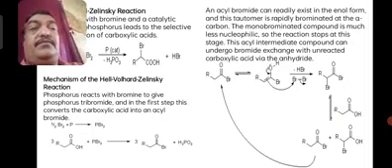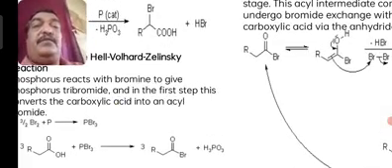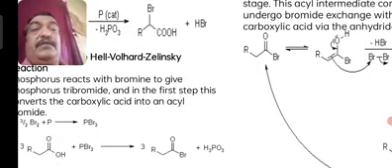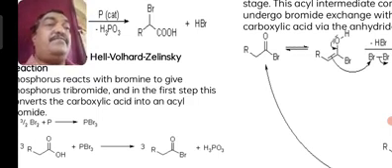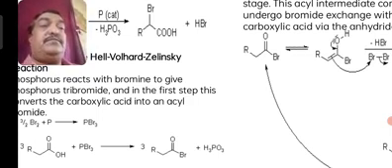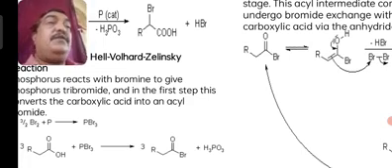Here, first I want to highlight this point. When bromine and phosphorus are allowed to react, there is a formation of phosphorus tribromide. This phosphorus tribromide, when treated with your carboxylic acid, forms RCH2C double bond OBr, along with H3PO4.